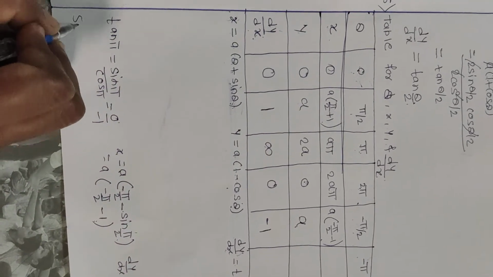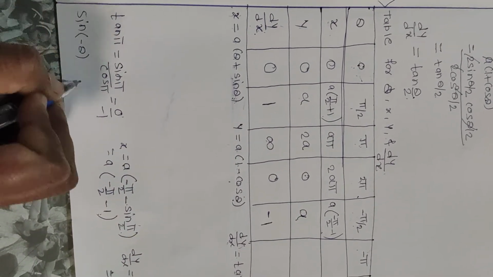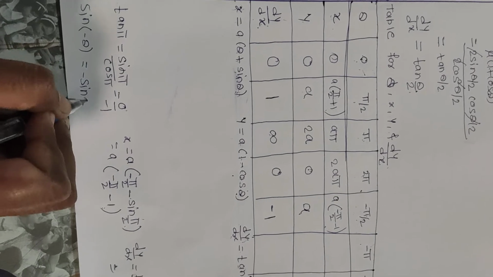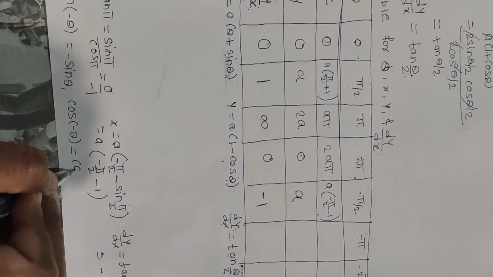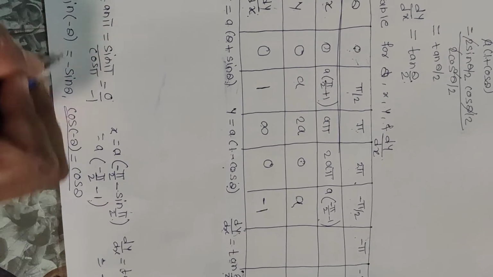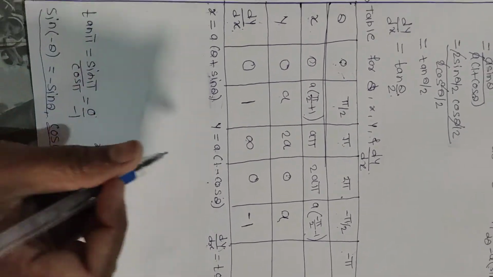What is the sine of minus theta? Sine of minus theta is minus sine theta. And what is cos of minus theta? Cos of minus theta is cos theta. So you have to remember these properties. This is very important for this table.